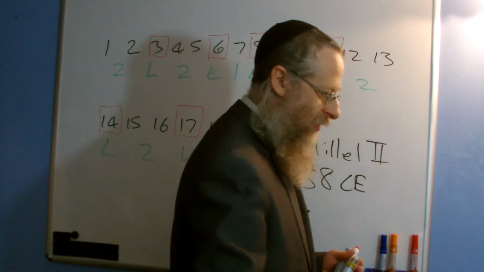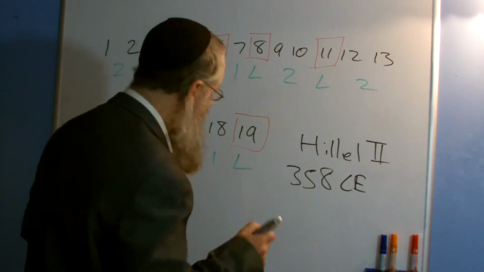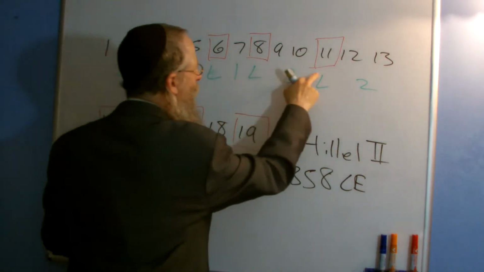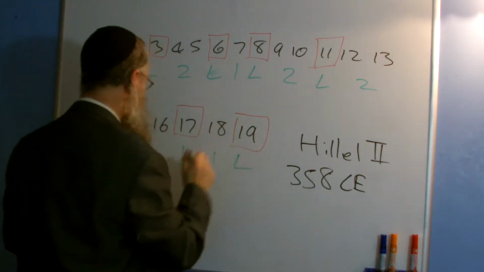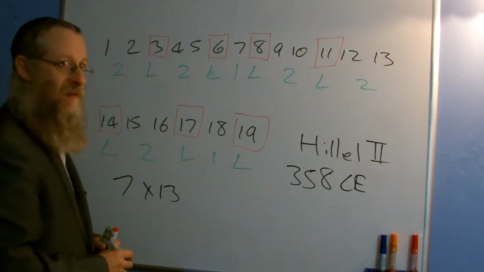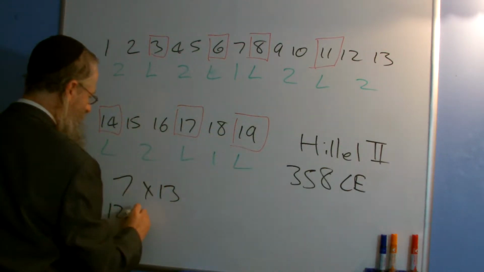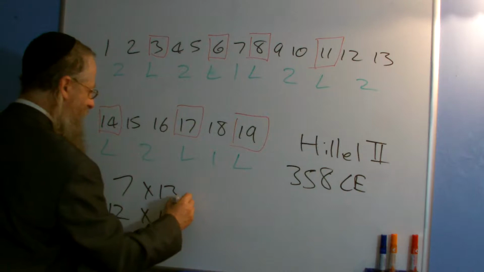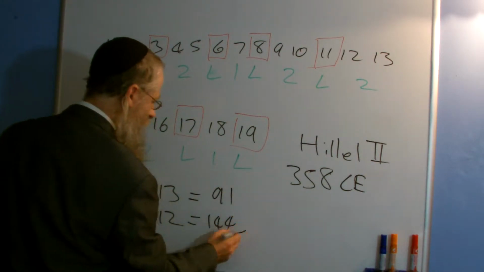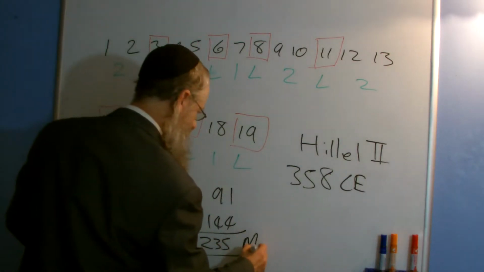If we now look at the actual months involved here, we have 7 years of 13 months, that's the leap year, and we have 12 years of 12 months, making up 19 years. Seven times 13 is 91, and 12 times 12 is 144, making a total of 235 months.